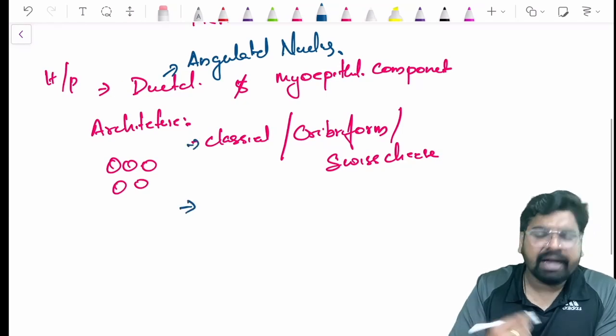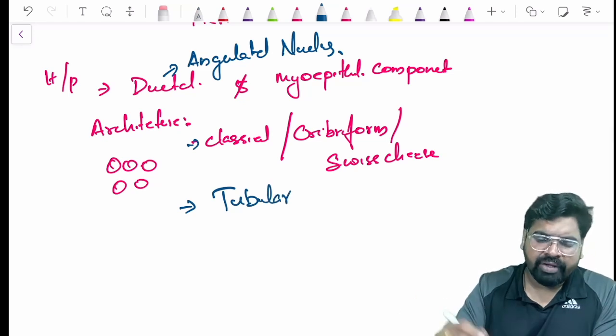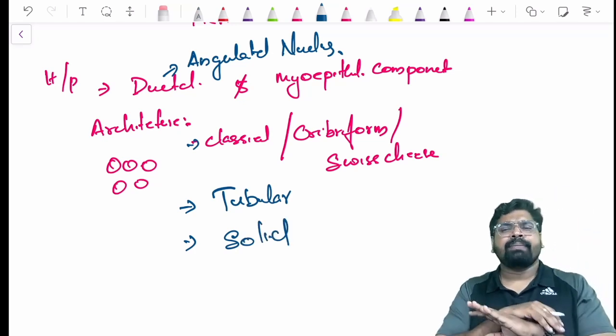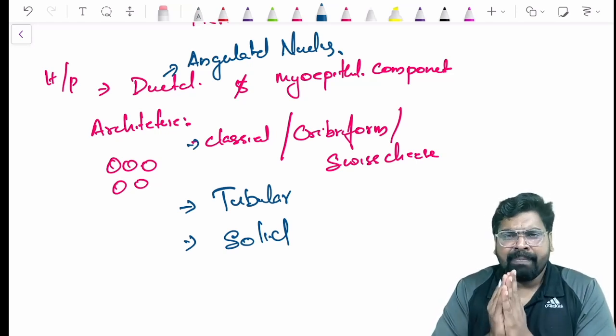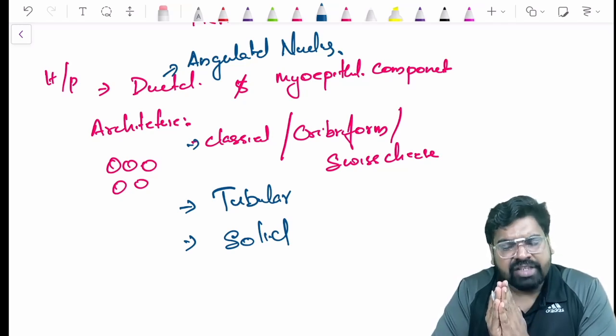What other pattern can they take? They can take a tubular pattern, like tubes, or a solid pattern, which means a complete sheet. Adenoid cystic carcinoma itself is a very bad tumor. It is very aggressive, with a very high chance of recurrence.